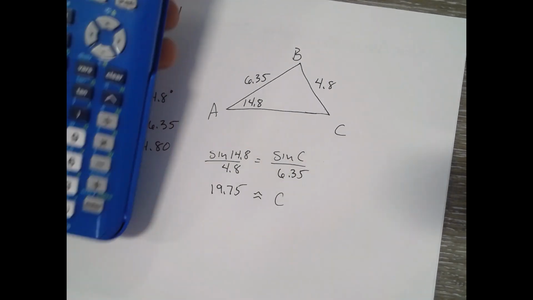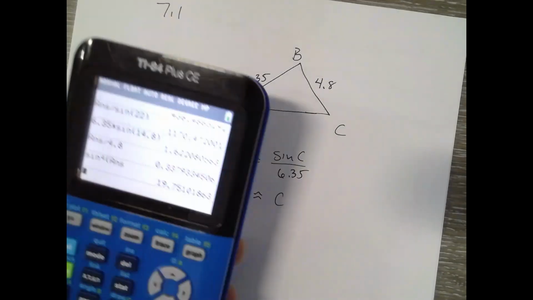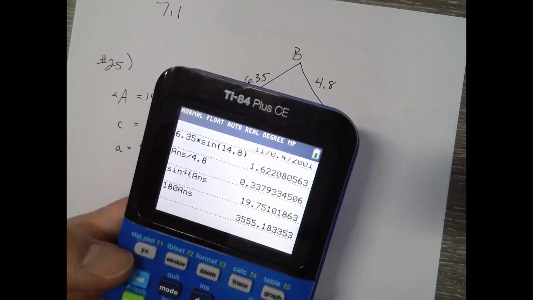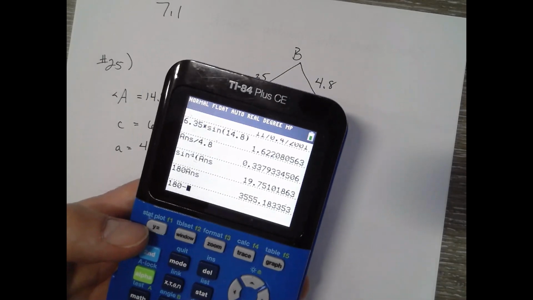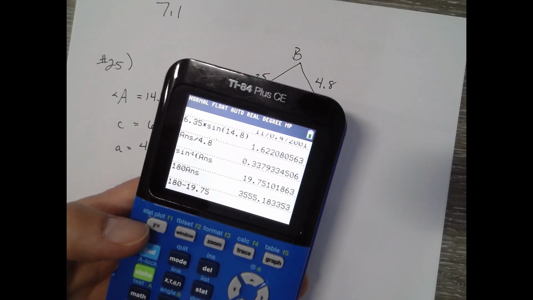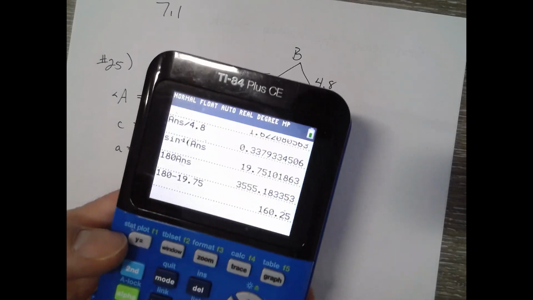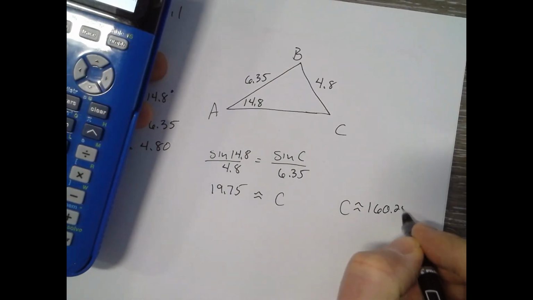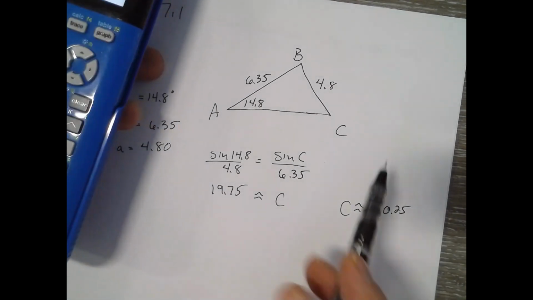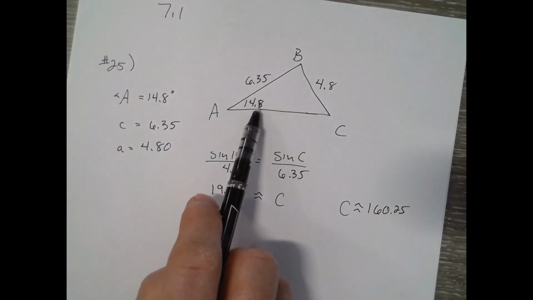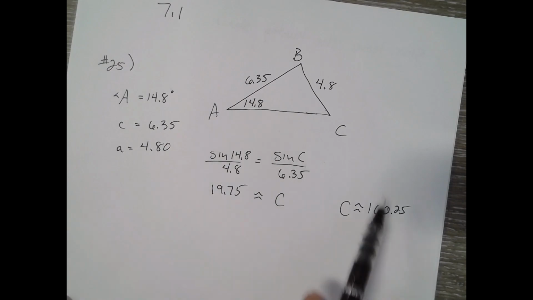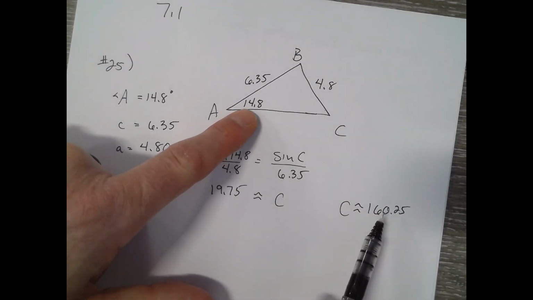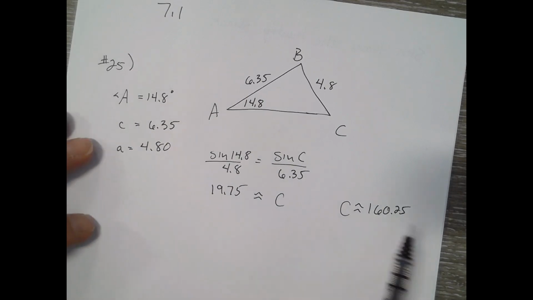The other option for C would be 180 minus that. Oops. 180 minus 19.75 gives us 160.25. So C might also be 160.25, and that is allowed in this triangle because 160.25 and 14.8 is still not more than 180 degrees. So we have a two triangle scenario.